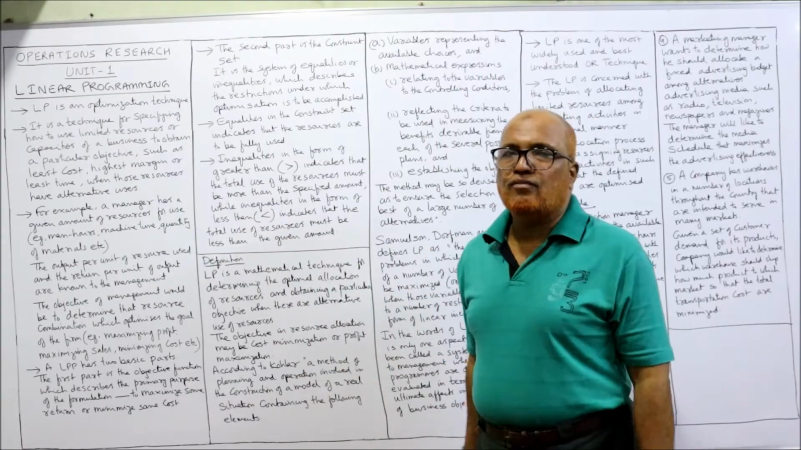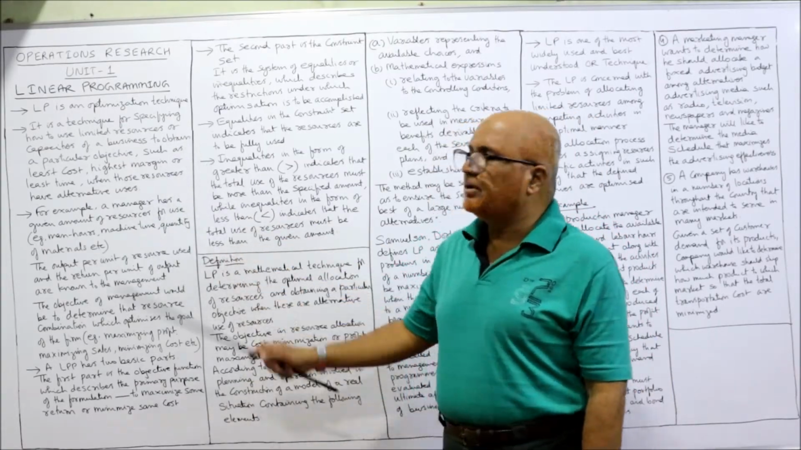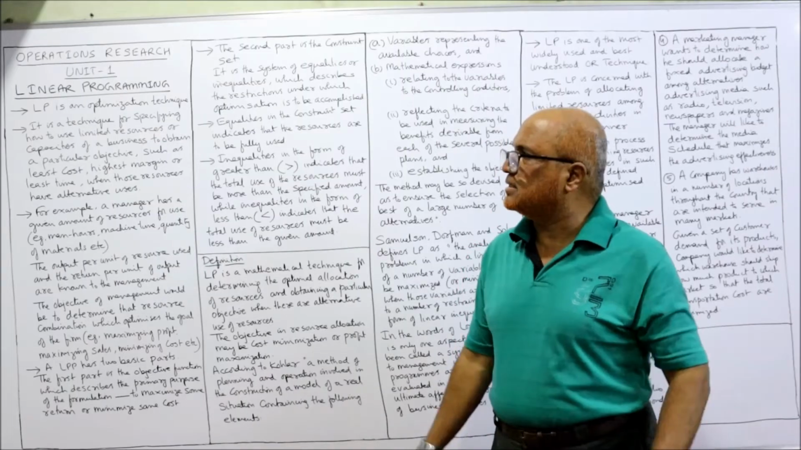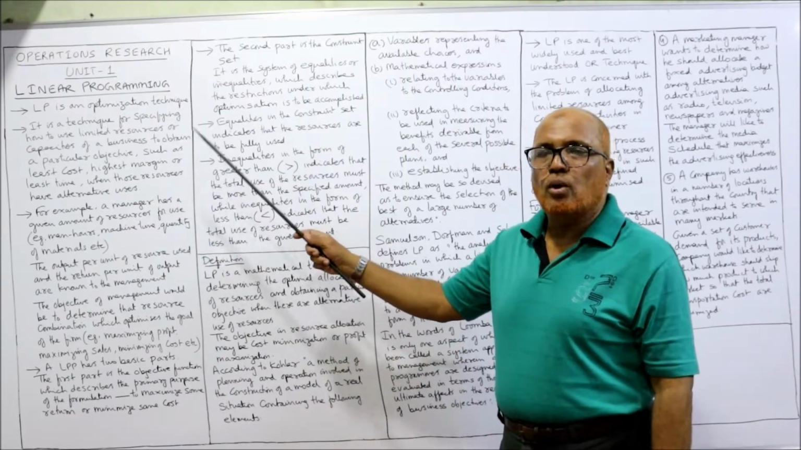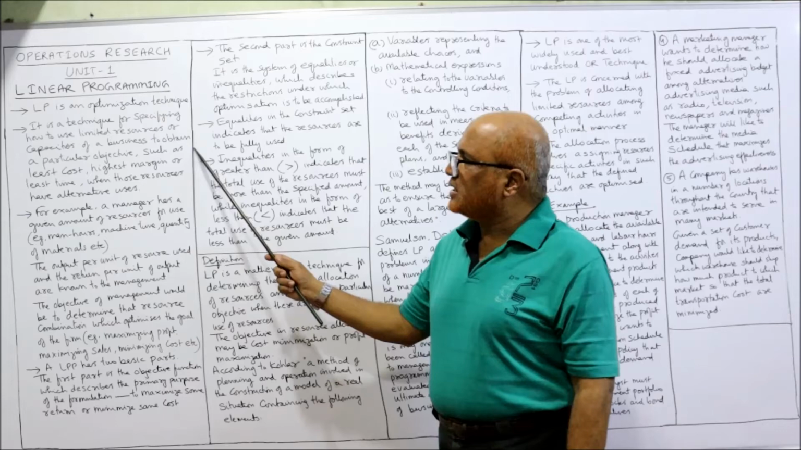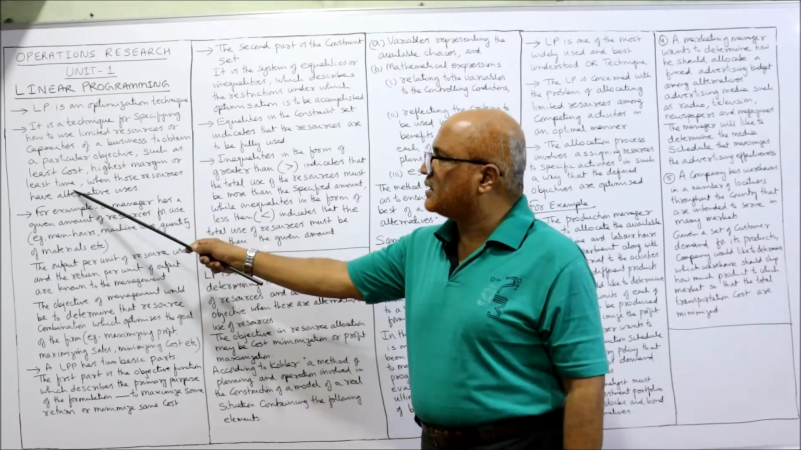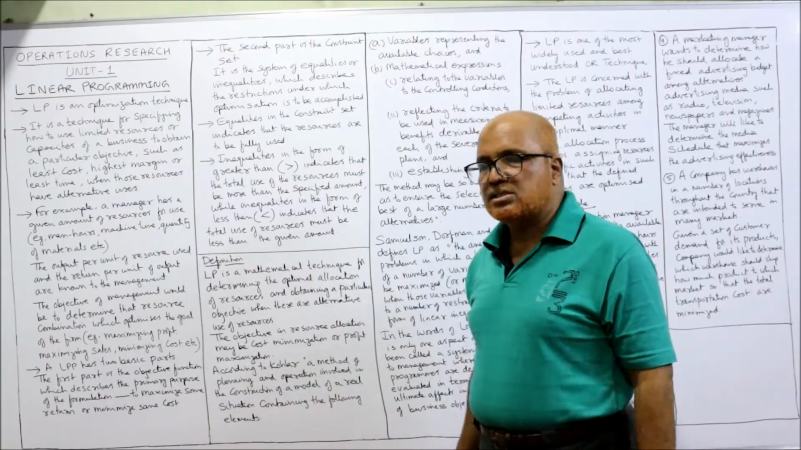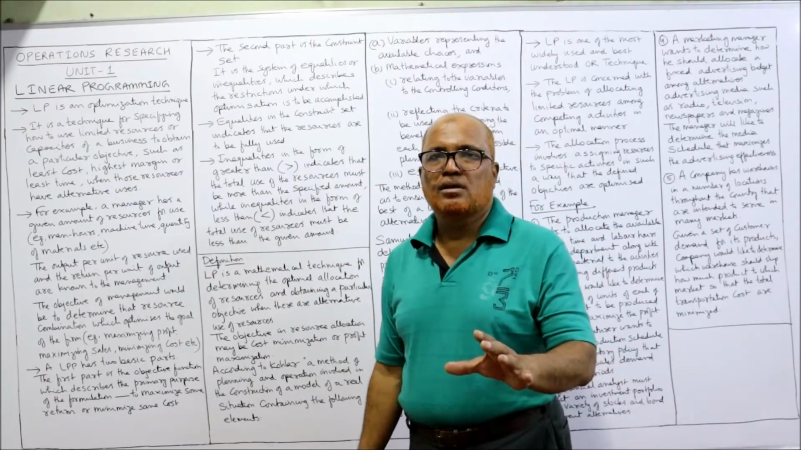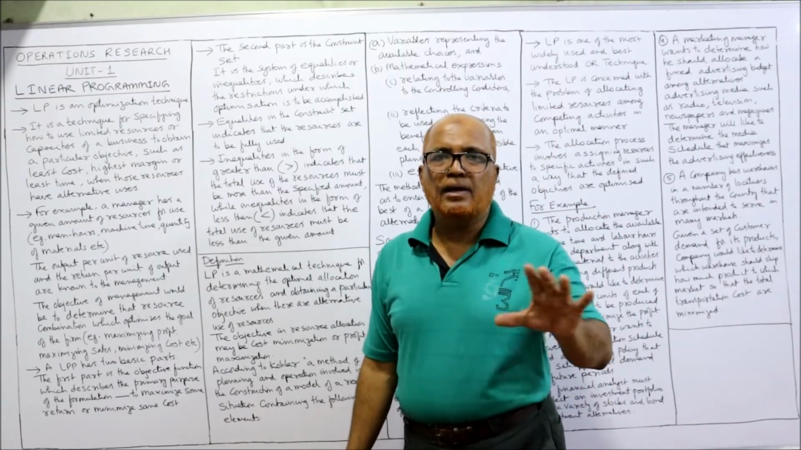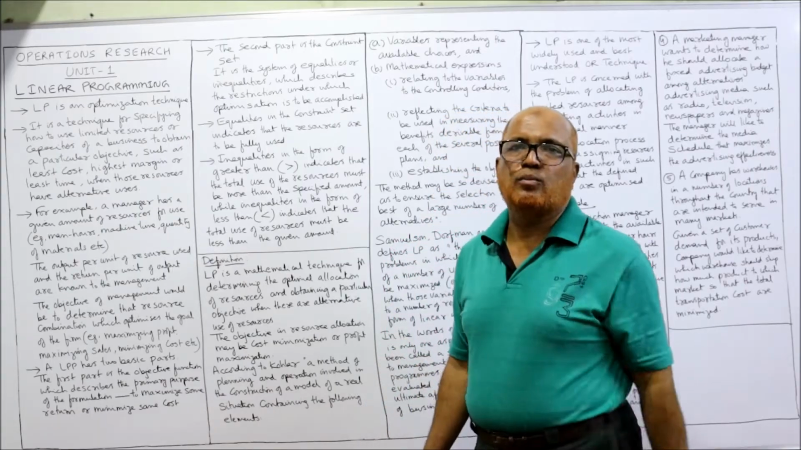So it's a technique of specifying how to use limited resources or capacities of a business to obtain a particular objective, such as least cost, highest margin or least time, when those resources have alternative uses. This paragraph completely explains what linear programming is.